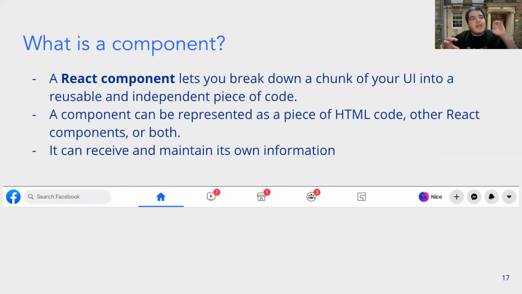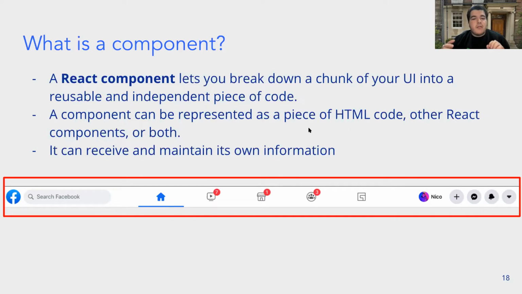So now we're kind of combining HTML and JavaScript together, right? And a component, when it gets rendered into our website, gets converted into HTML code. So we're building it as mini segments of our HTML page. And here is an example right here. Let's look at this nav bar on Facebook, right? We can treat this entire nav bar as one component, right?